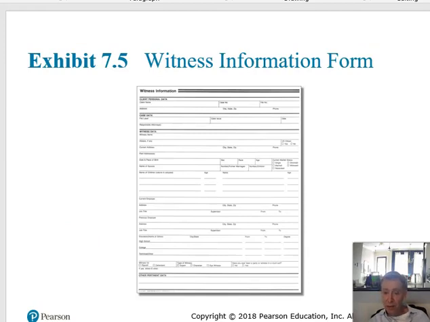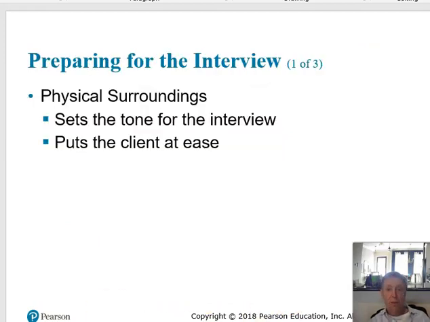This is a witness information form. You just fill it out with the witness there. You are just gathering information. Okay, preparing for the interview. The physical surroundings: you want them to be something that would make the person feel at home, but also take in the seriousness of the situation and the professionalism of you and your law firm.